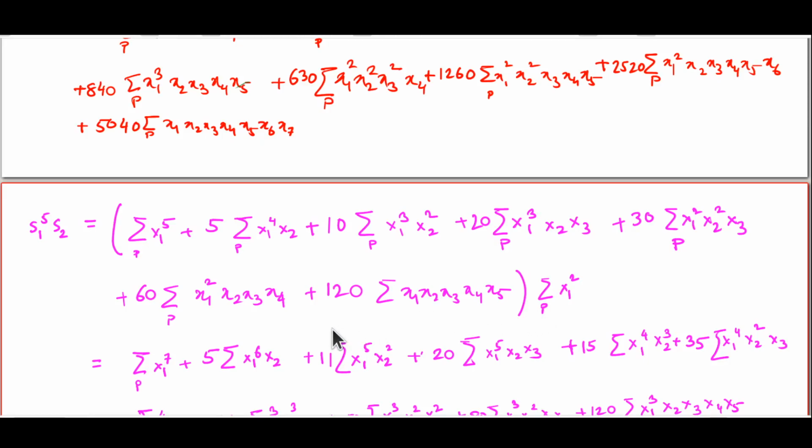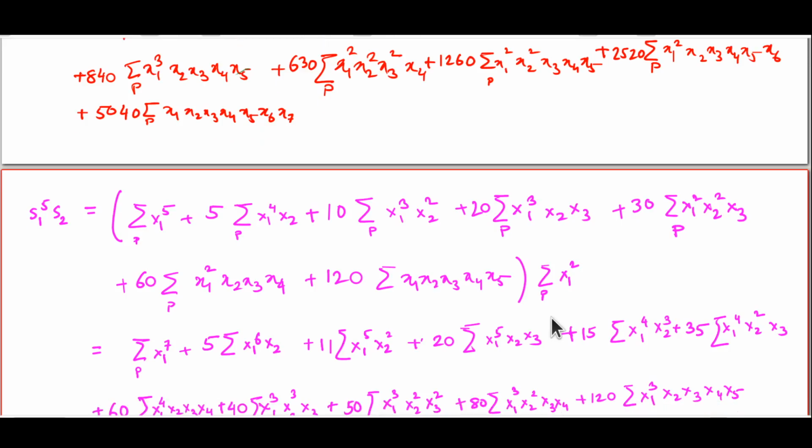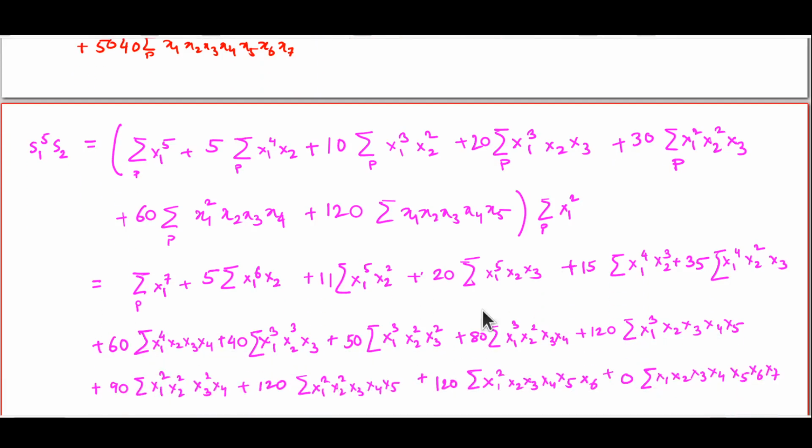So the way in which we calculate the expression is essentially the same as what we have done a while ago. But there are some subtleties involved simply because here you're not multiplying by sigma of xi, but by sigma of xi square. So, for example, the first term is obviously x1 to the 5 taken from here and x1 square taken from here, giving you x1 to the 7 with a coefficient of 1.